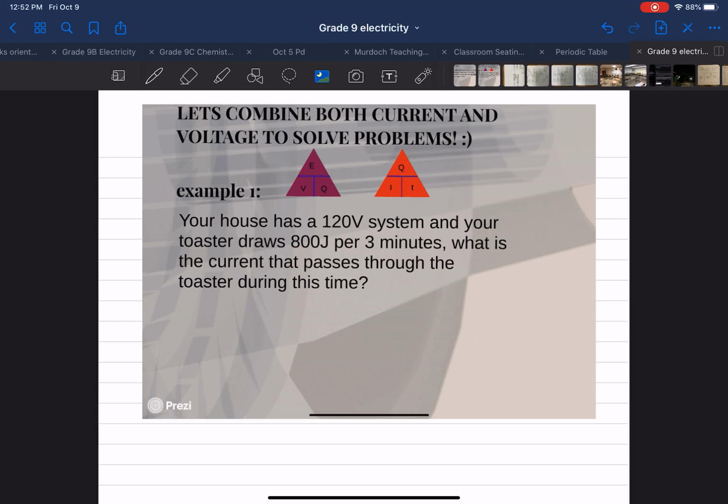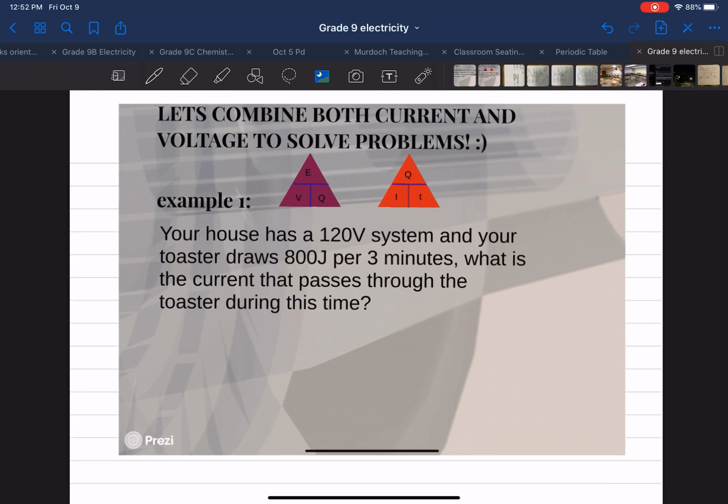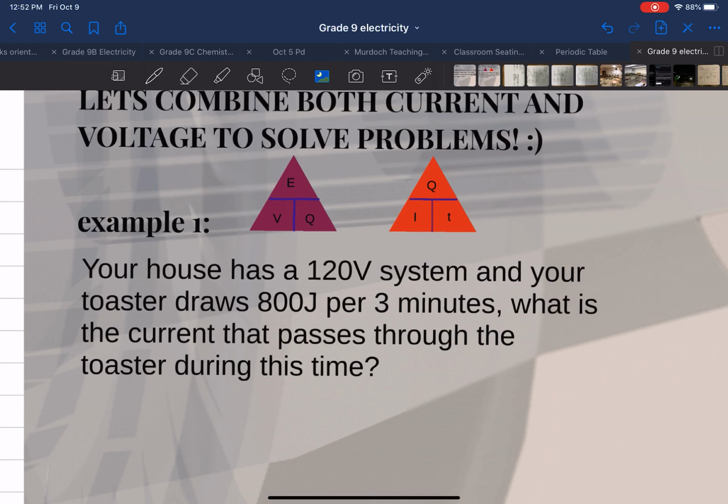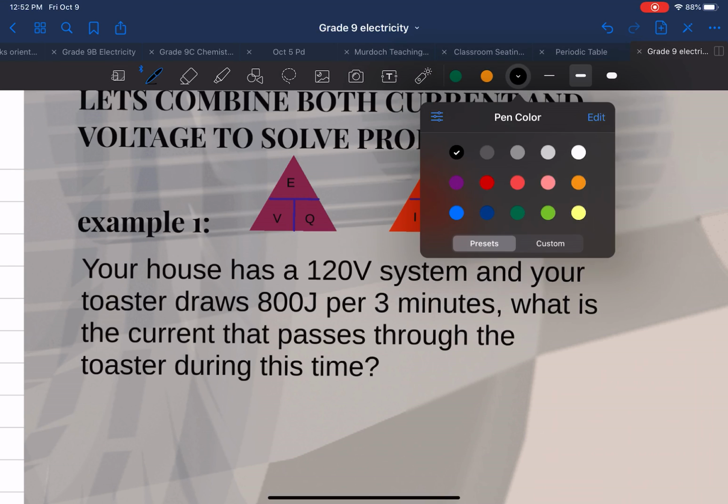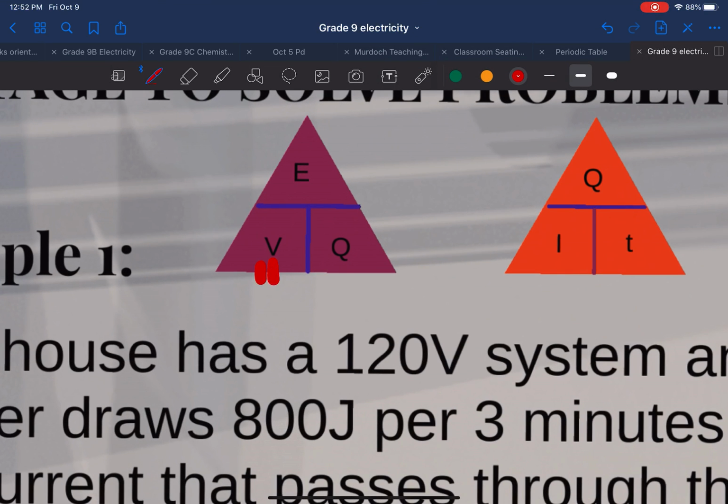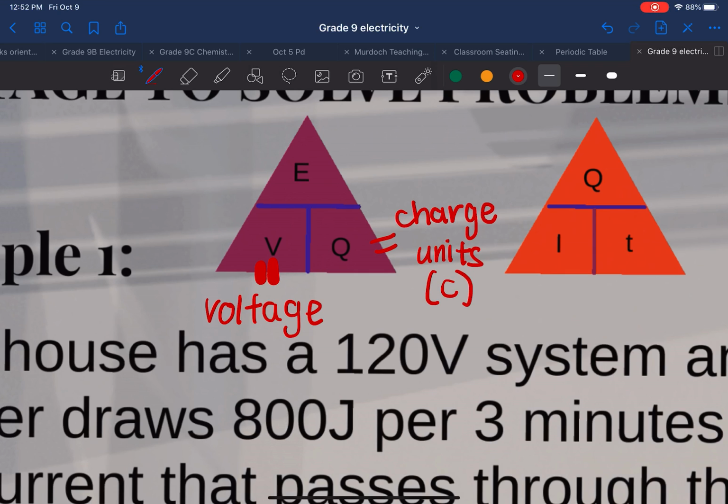So in this example, we are combining the two equations that we learned so far for current and for voltage. Let's again identify all the factors of this equation. I'll write it in red here. V equals voltage. Q equals charge, and its units are in coulombs, so that's capital C. For voltage, the units are V for volts. This E right here is for energy, and its units are joules.